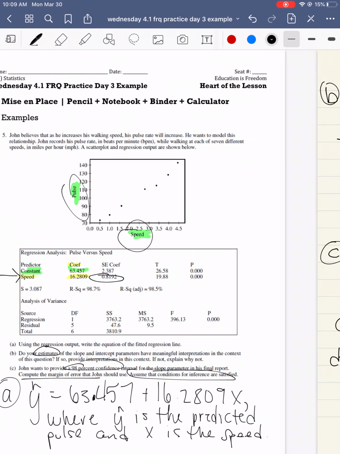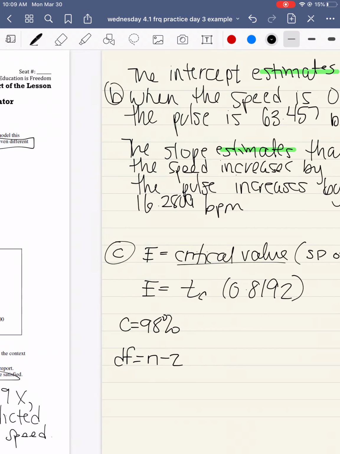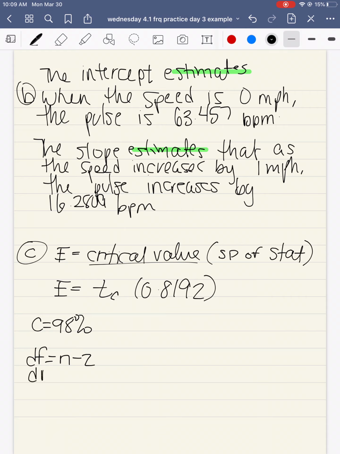So I need to go back to the original problem and see, okay, how many times did he test himself here? Does it say any sort of n value in this problem? If I look at this, he walks at 7 different speeds. So this is going to be our n. So n is 7 here. So our degrees of freedom is equal to 7 minus 2, which is going to give us 5.